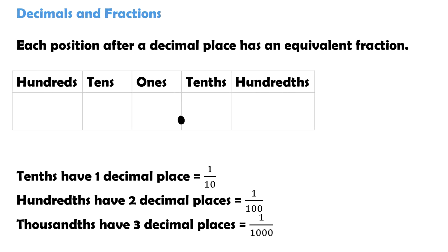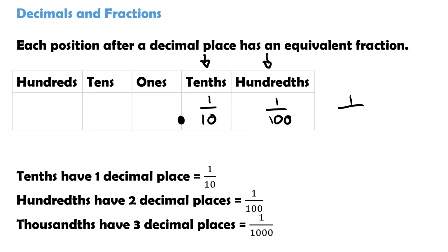In this video, we're looking at decimals and fractions. Each position after a decimal place has an equivalent fraction. So we're talking about tenths and hundredths here. Tenths have one decimal place and they're essentially 1 over 10. Hundredths have two decimal places, so they're 1 over 100.